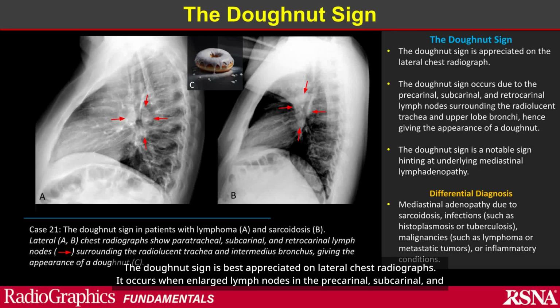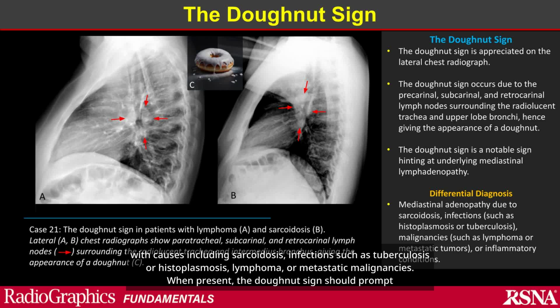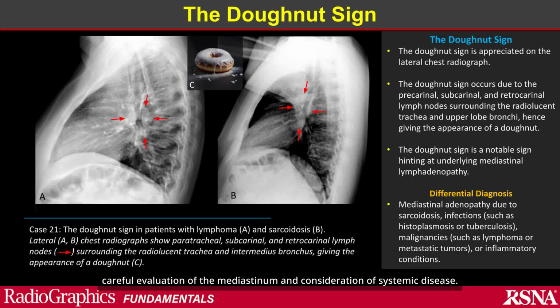The donut sign is best appreciated on lateral chest radiographs. It occurs when enlarged lymph nodes in the precarinal, subcarinal, and retrocarinal regions encircle the trachea and mainstem bronchi, forming a ring-like opacity that resembles a donut. This sign indicates mediastinal lymphadenopathy, with causes including sarcoidosis, infections such as tuberculosis or histoplasmosis, lymphoma, or metastatic malignancies. When present, the donut sign should prompt careful evaluation of the mediastinum and consideration of systemic disease.